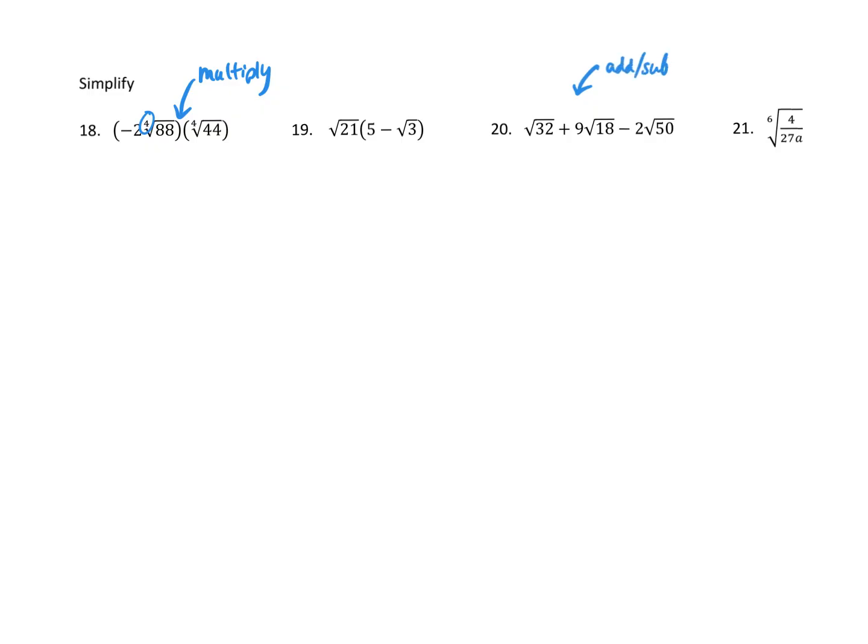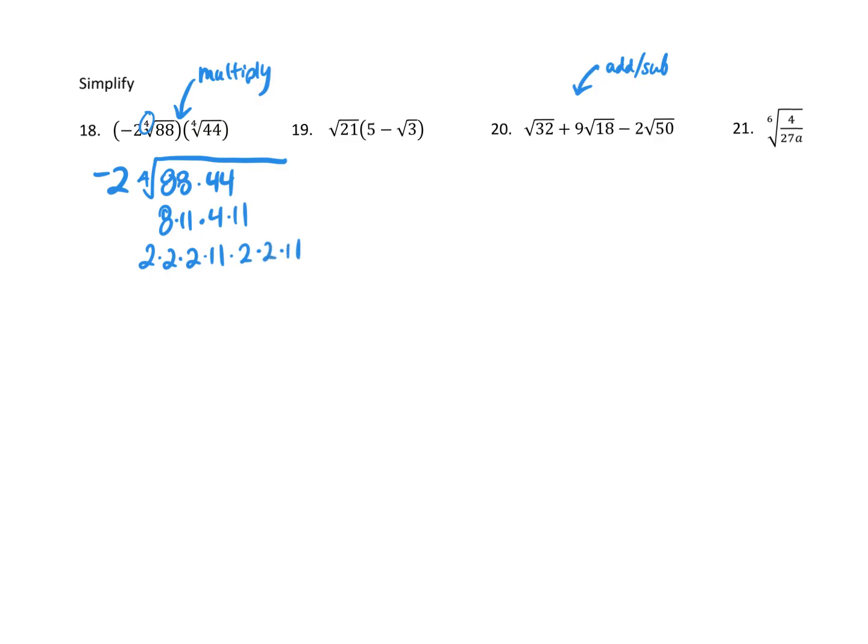So I can multiply any radicals together as long as they have the same index. So we multiply the numbers in front. Negative 2 times 1 is negative 2. And now I'm going to just keep these under the radical as 8 times 11 and 4 times 11. 8 is 2 times 2 times 2, and 4 is 2 times 2.